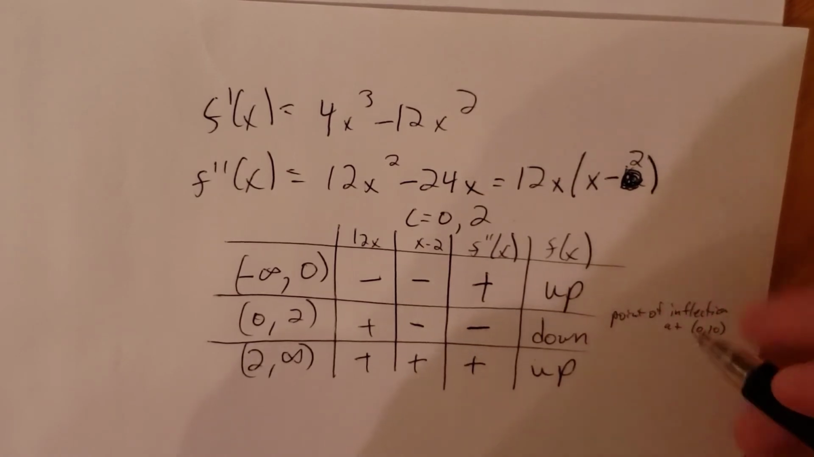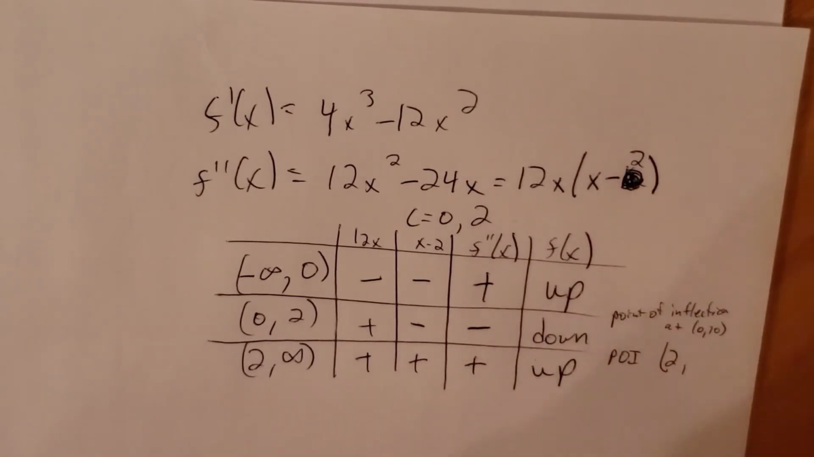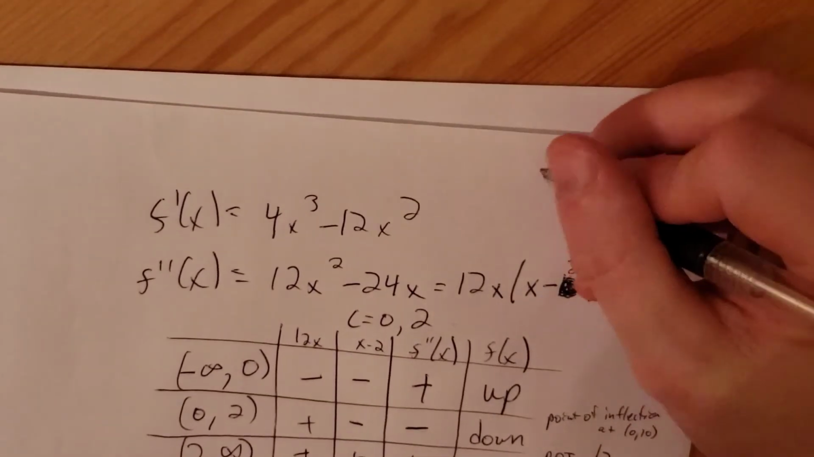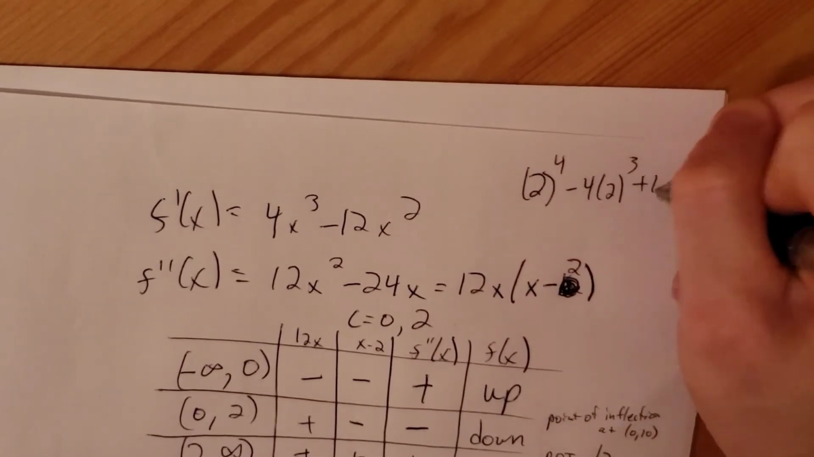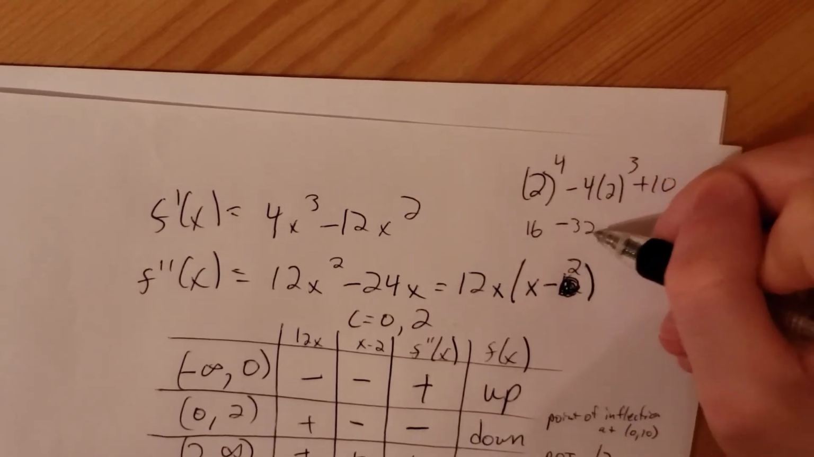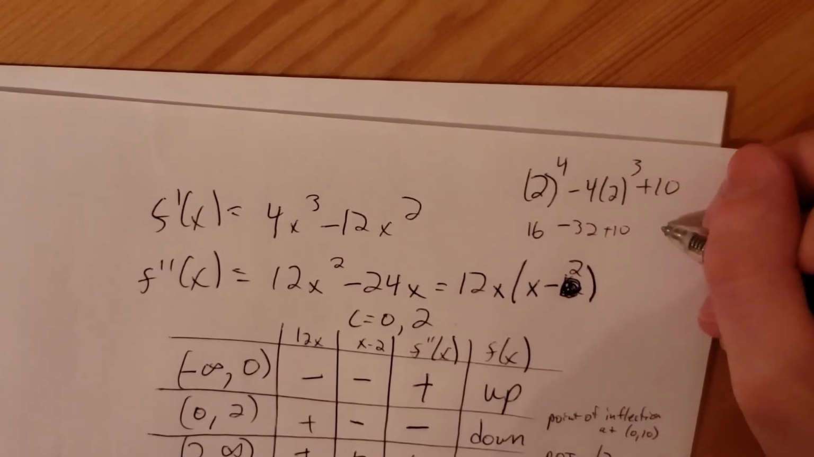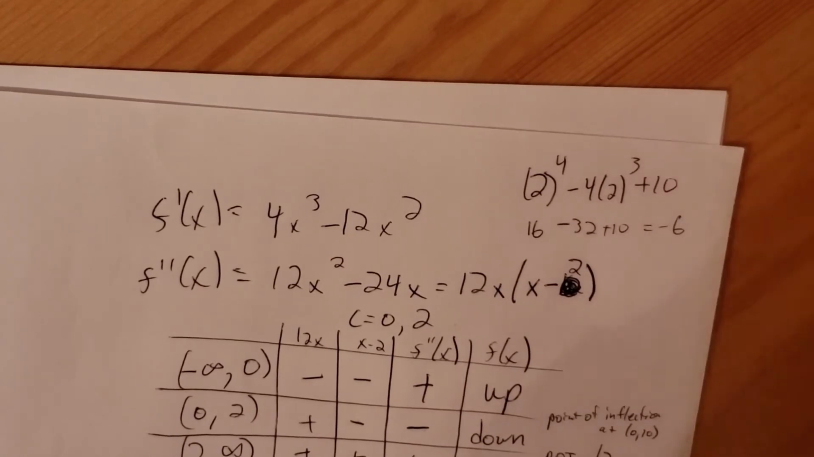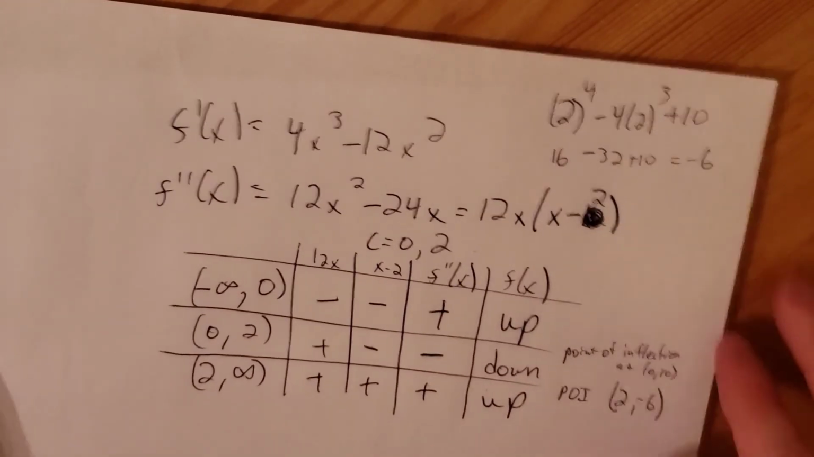And we have a point of inflection at 2, and then we have to plug 2 into our original function. Our original function is x to the 4th minus 4x cubed plus 10. So real quick, what is that? This is 16 minus 32 plus 10. That's negative 16 plus 10, which is negative 6. So we get 2, negative 6 for our point of inflection here.